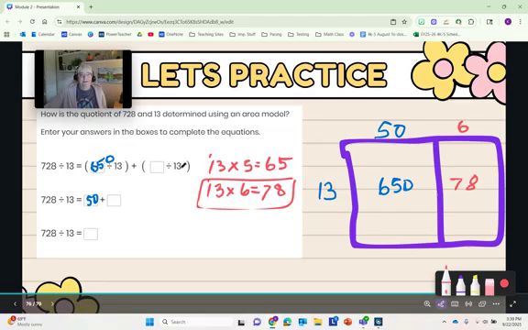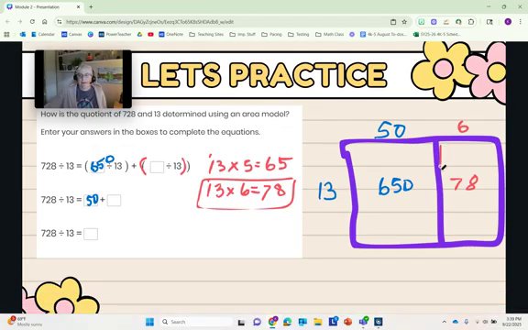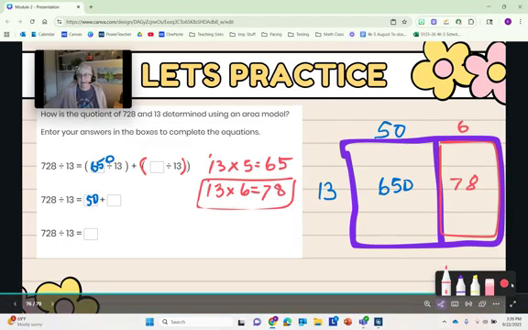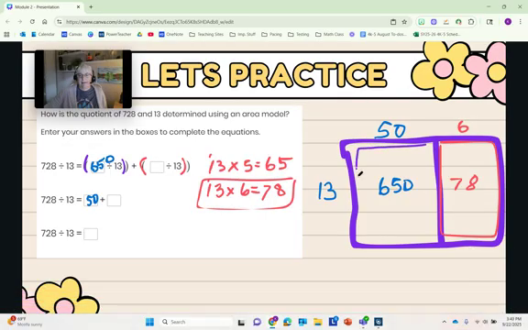So I can now fill this in. This parentheses is for this box. In this box, we had 650 divided by 13, and then I put that down here as 50.